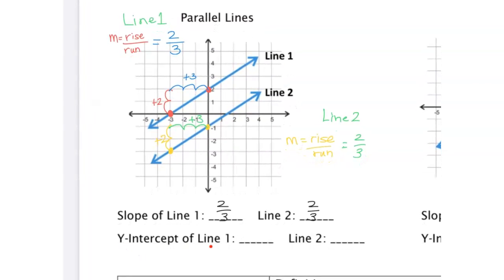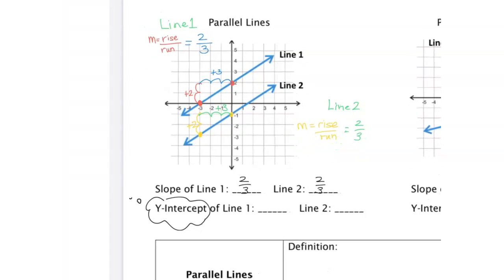The y-intercept of line 1. Y-intercept means where, I'll write that note. Y-intercept is the place where the line crosses the y axis.